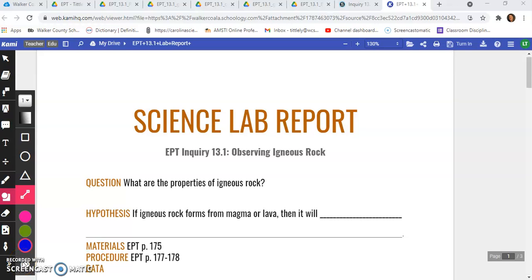Good morning, students. Today we're going to be doing Inquiry 13.1. We're going to be observing some igneous rock. So our question for today is, what are the properties of igneous rock?